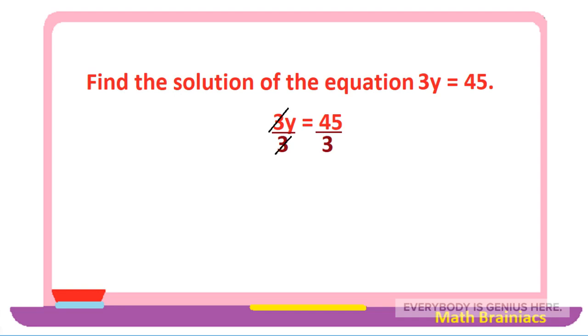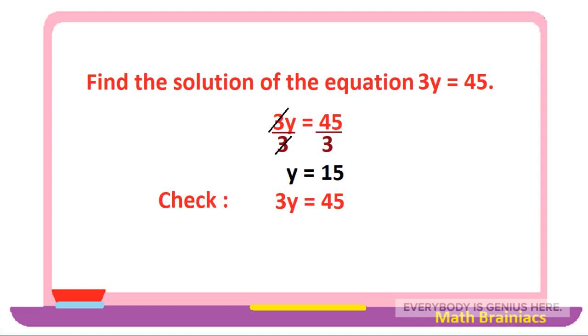And we can cancel out the 3 on the left side of the equation, which will leave letter y, which is the variable. Therefore, 45 divided by 3 will give us 15. y is equal to 15.